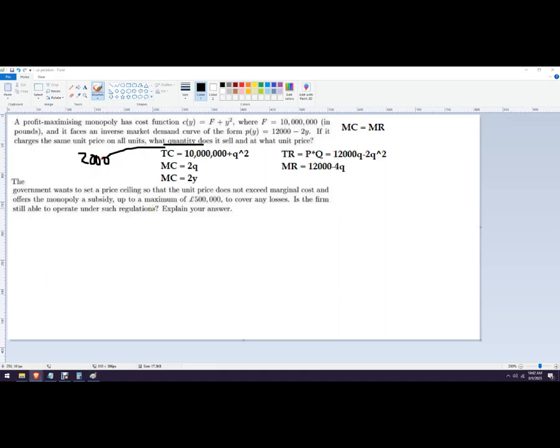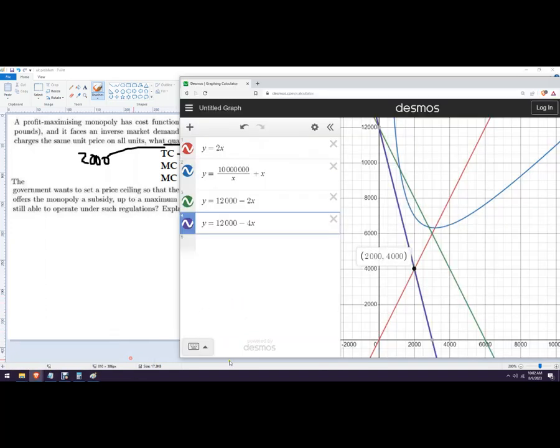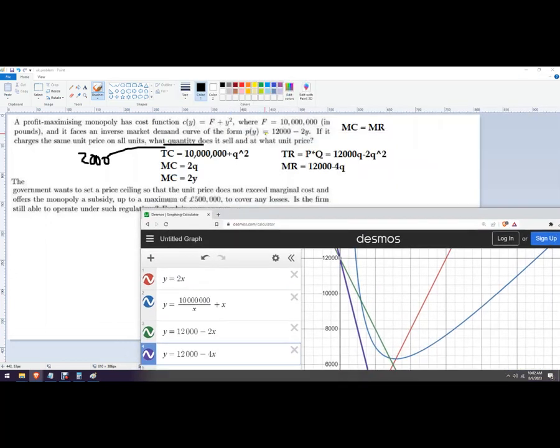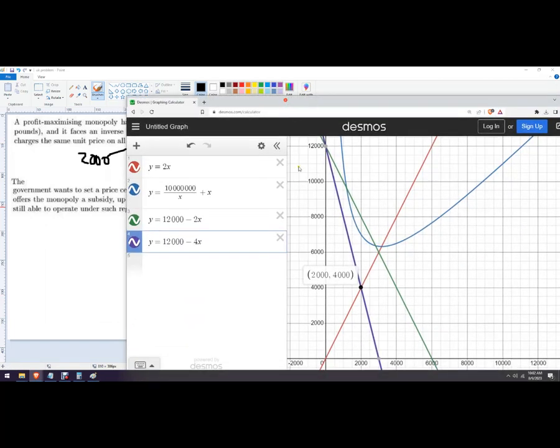And then here, what is the price? So we find the price. You've got a couple options. What you could do is fill in that quantity into this inverse demand function. So if you put in 2,000 right here and solved for P, you would get this answer.